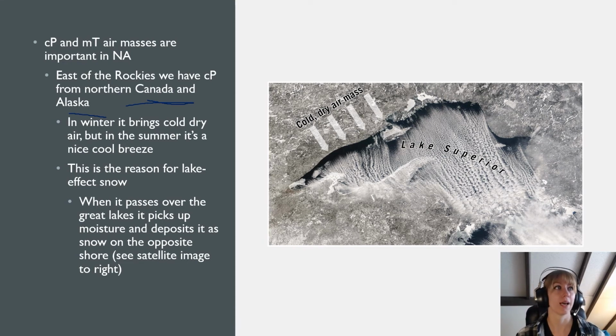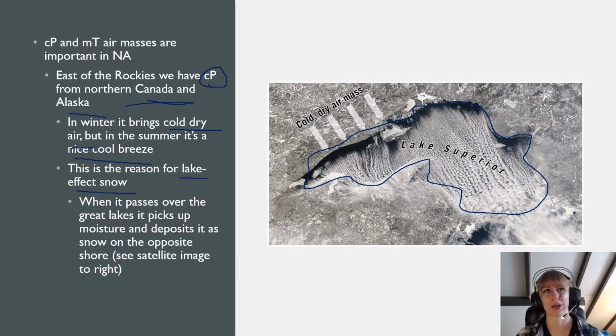Fun fact. Anyway, in winter, our continental polar will bring cold, dry air, but in the summer, it's a nice, cool breeze. This is part of the reason for lake effect snow. We have Lake Superior here, which is one of the Great Lakes. It is around New York and Ohio. And then we have Lake Michigan and Michigan. This happens on both of them. Because the lake tends to be warmer than the surrounding air, this cold, dry air mass will actually pick up humidity, freeze it, and you get all this snow just coming off the lake.